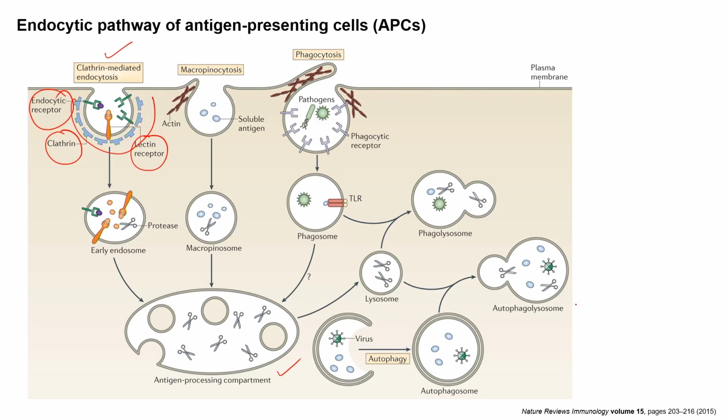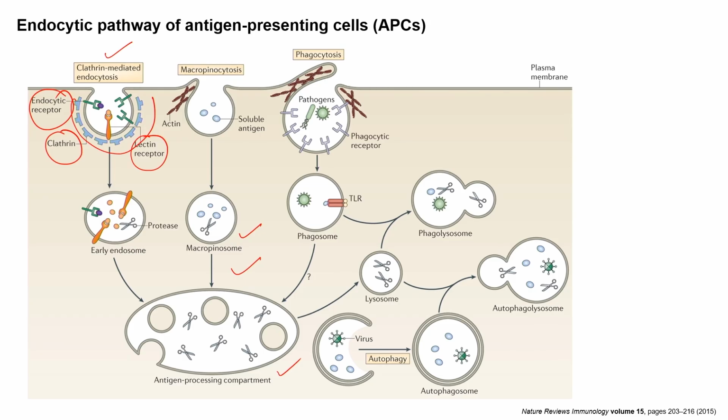If the antigens are in soluble form, we call it cell drinking or pinocytosis. This may be called macropinocytosis when the amount of soluble antigen is larger in volume, and once it is processed, similar protease cleavage can happen, leading to processing. So macropinocytosis can also lead to antigen presentation when the antigens are in solution form.